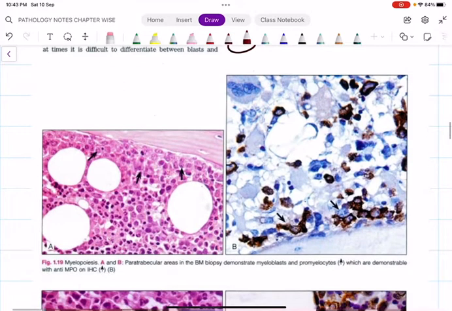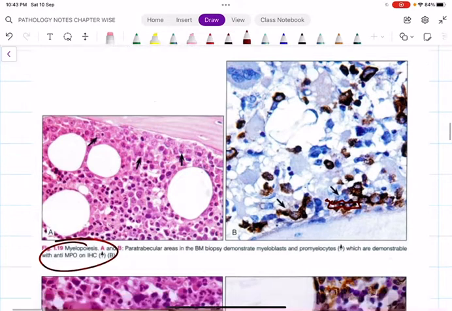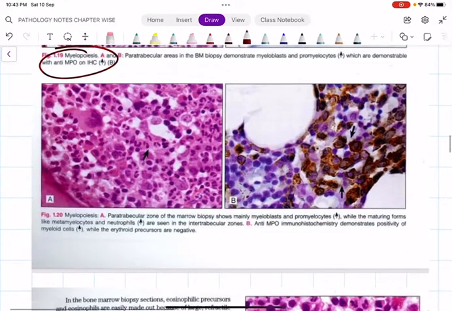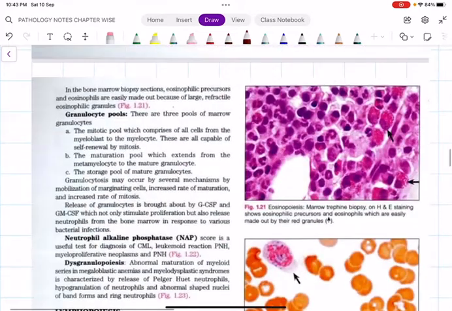Yes. See this black, I told you, whenever you see a picture like this in your PG entrance exam, you will get an image based question. You have to identify that it is an IHC, and this is an IHC with anti-myeloperoxidase antibodies. Yes. Erythroid precursors are negative for this.